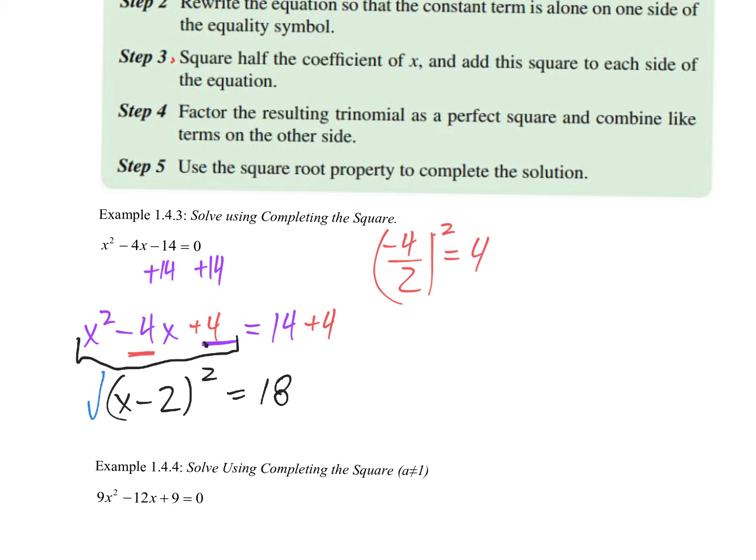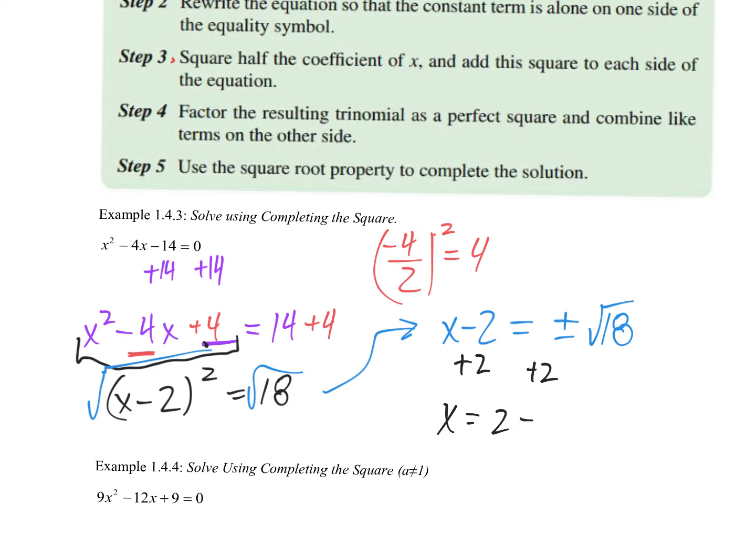And now it looks like the square root problem all over again. Let's take the square root of both sides. And we're going to end up over here with x minus 2 equals plus or minus square root of 18. Okay. And let's go ahead and move this 2 back to the other side. So I've got x equals 2 plus or minus root 18.